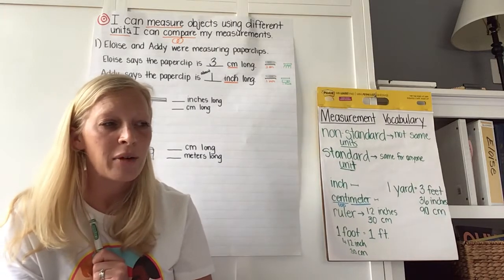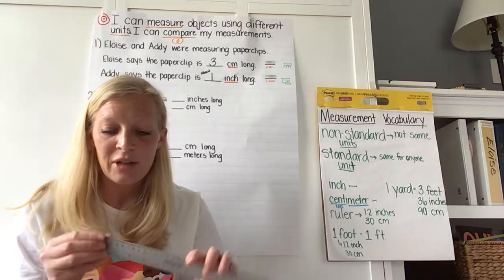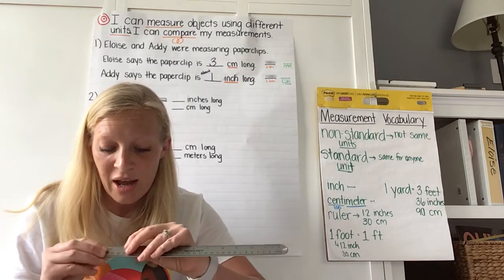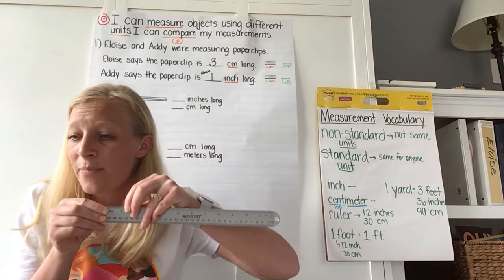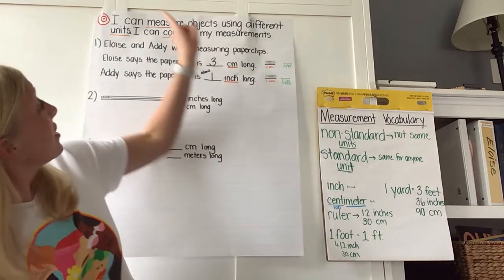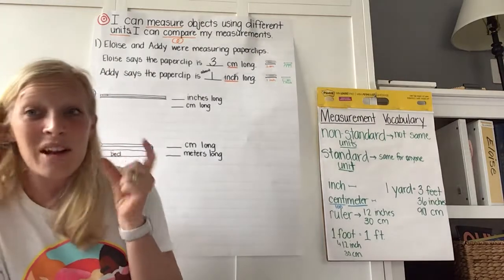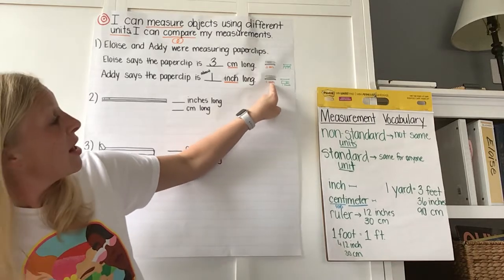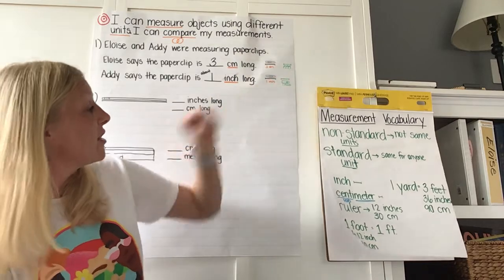Could both of the girls be correct? Yeah, and we proved it, didn't we? We proved Eloise's measurement of 3 centimeters, and we proved Addie's measurement of about one inch, right? It was a little bit longer than 1 inch, but it was about 1 inch. They were both correct. They used different units. I can measure objects using different units, and we're comparing them, right? These centimeters are smaller than that inch. We needed more of the centimeters than we did of the inch.